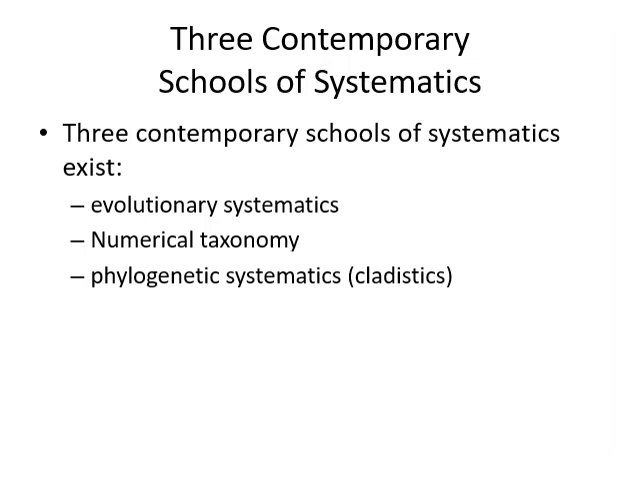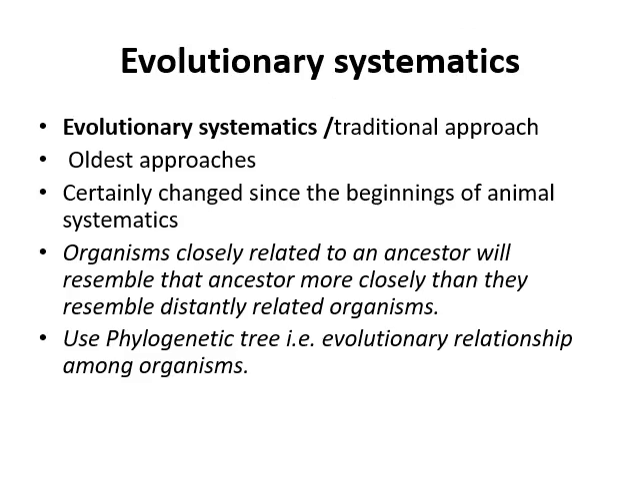There are three schools of thought for systematics: evolutionary systematics, numerical taxonomy, and phylogenetic systematics. Evolutionary systematics is a traditional approach that includes homologies and analogies. Organisms closely related to an ancestor will resemble that ancestor more closely than they resemble distantly related organisms. It uses a phylogenetic tree to show evolutionary relationships among the organisms.